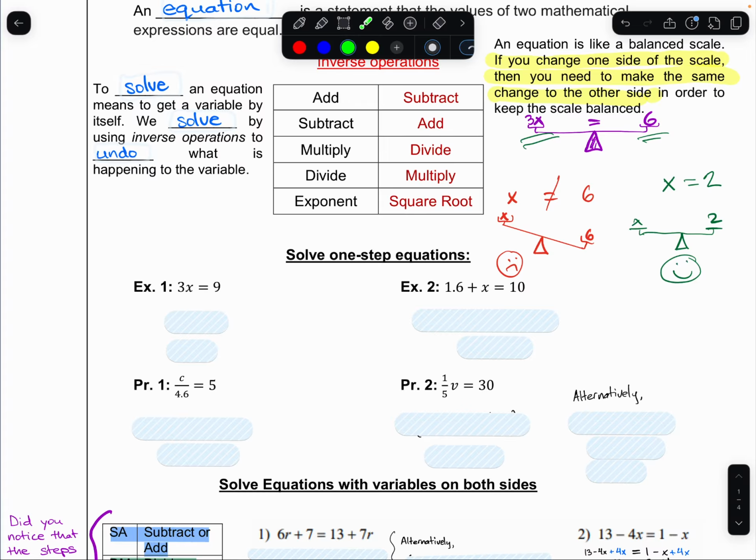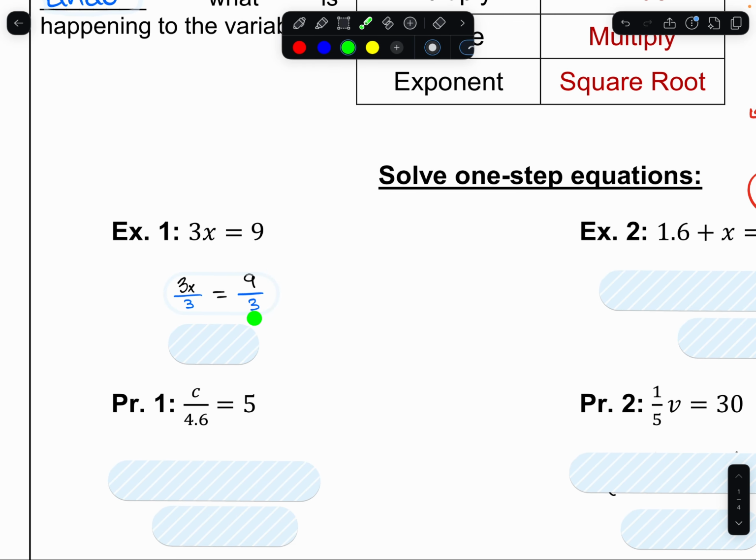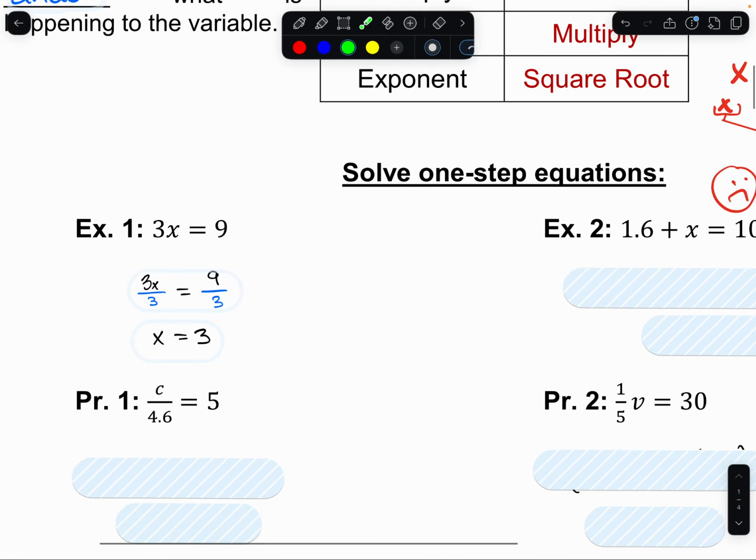So what's happening to the variable? We're multiplying by 3. So let's divide both sides by 3. I'm going to zoom in a little bit. That looks a little small. And if we divide both sides by 3, 3 divided by 3 is just 1. 9 divided by 3 is 3. Notice I didn't write a 1 here. You can if you want, but 1x is the same as x.